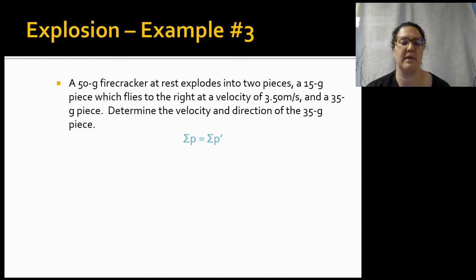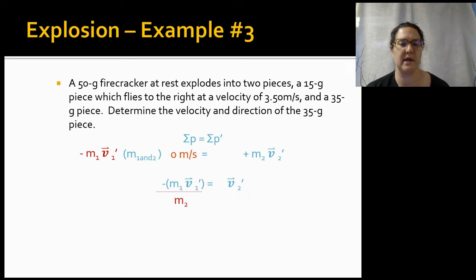So the sum of the momentum before equals the sum of the momentum after collision. Rearranging our formula, we're going to subtract mass 1 v1 prime from both sides. And then we're going to divide both sides by mass 2. Now we moved in that 0 meters per second there because our velocity of both pieces was 0 meters per second, so we just got rid of an extra variable space. So negative mass 1 v1 prime divided by mass 2 is equal to v2 prime.